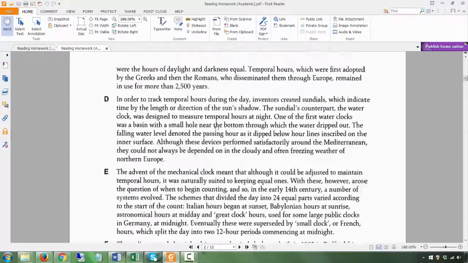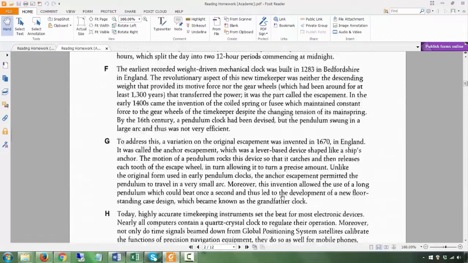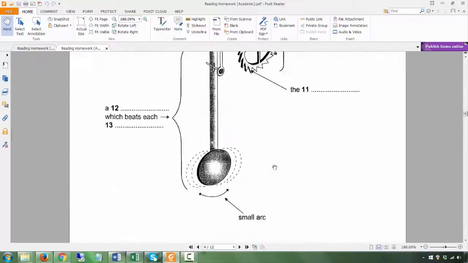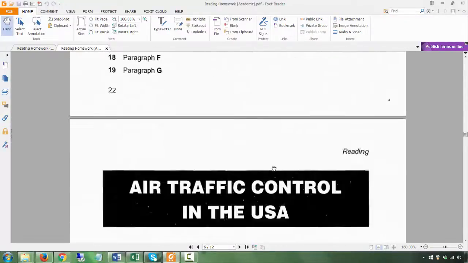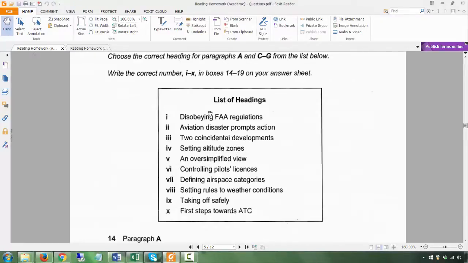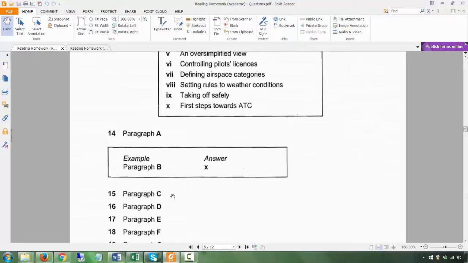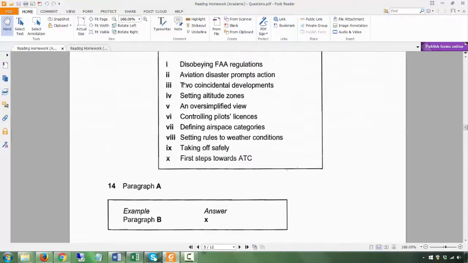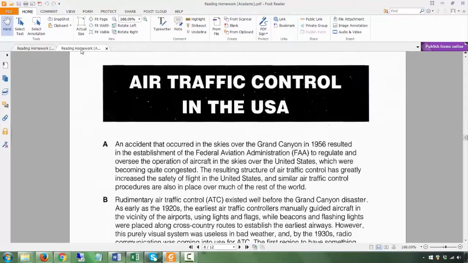paragraph A. Okay, because let's go to passage 2. So an accident, okay, there you go, disaster, accident, synonyms, resulted in the establishment, that is the action. Something happened, the establishment of the Federal Aviation Administration, okay? Paragraph B is given. Paragraph C, the answer will be 3, 2 coincidental developments, okay?